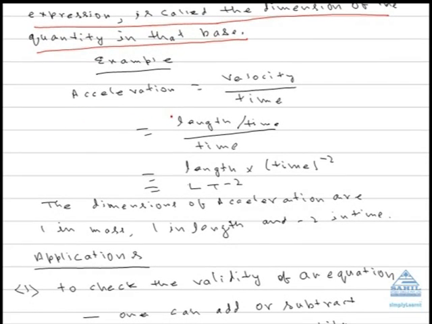Let's take the example of acceleration. Acceleration is defined as rate of change of velocity. So, it can be written as velocity by time. Again, velocity is rate of change of displacement. So, we can write it as length by time. So, we have this kind of expression.